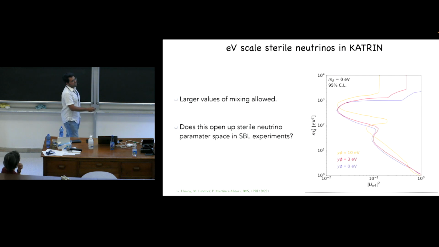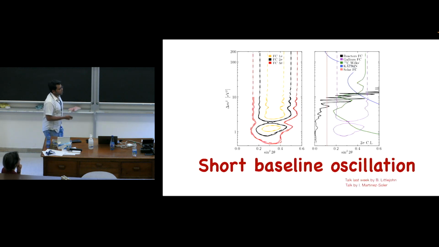There are these weird features out here which I wouldn't discuss, and this essentially comes because in this analysis we set m beta square to 0, but if there are questions about it, I can answer later. So let's just quickly see what these short baseline oscillation experiments would tell us.